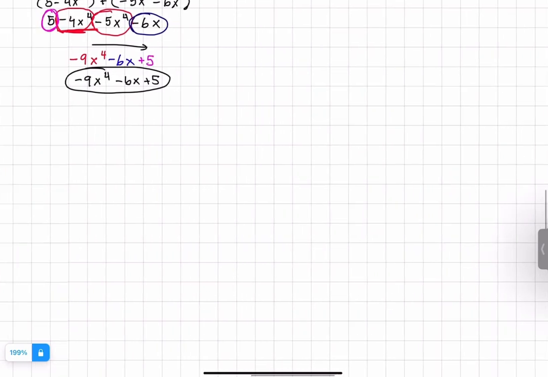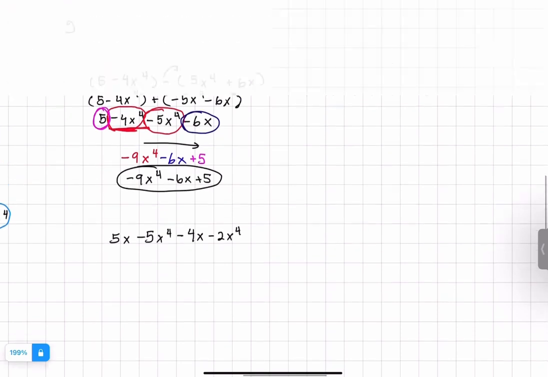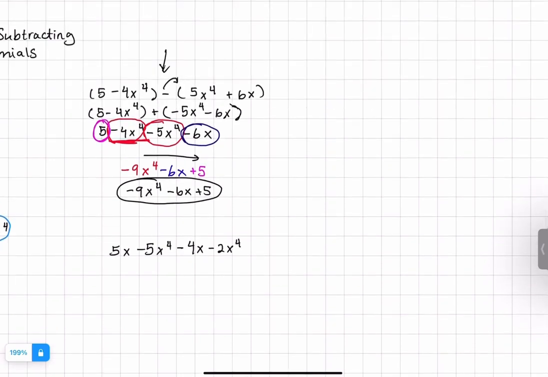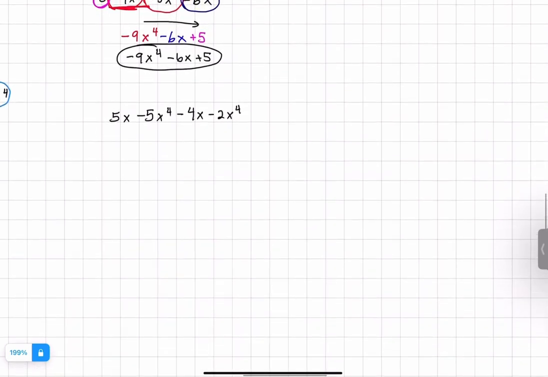Okay, let's look at one more and then move on to subtraction. So 5x minus 5x to the fourth minus 4x minus 2x to the fourth. Speaking of subtraction, this is somewhat a subtraction problem. So basically we just distribute the negative and then add it up. So, okay, let's do this. Circle the like terms.